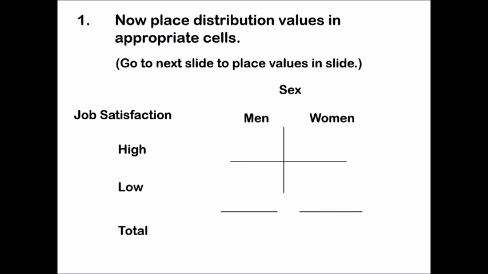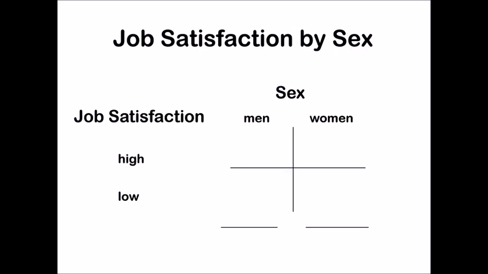So let's go to the next table to place the values in the cells. How many men have high satisfaction? We find that 90 do. 60 men have low satisfaction for a total of 150 men distributed across those two satisfaction levels. For women, we found that 110 have high satisfaction, 40 have low satisfaction, for a total, again, of 150. Now, of course, these numbers are not always going to be equal to one another.